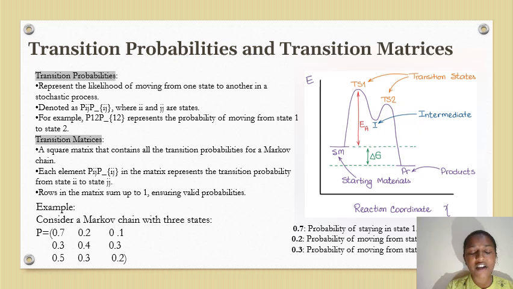Let us consider a Markov chain with three states, with the rows 0.7, 0.2, 0.1; 0.3, 0.4, 0.3; and 0.5, 0.3, 0.2 as my matrix. Here in the matrix, 0.7 states that the probability of staying in state 1, and 0.2 shows the probability of moving from state 1 to state 2, and 0.3 states the probability of moving from state 2 to state 3.